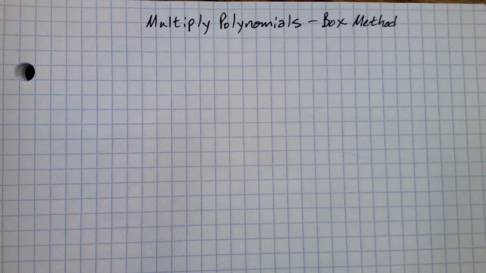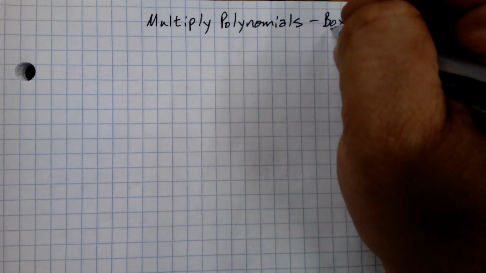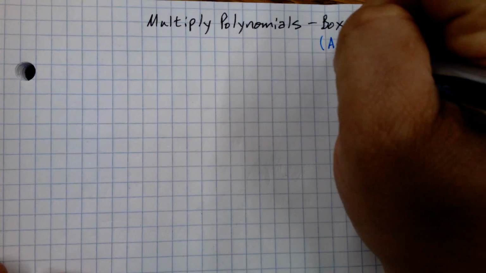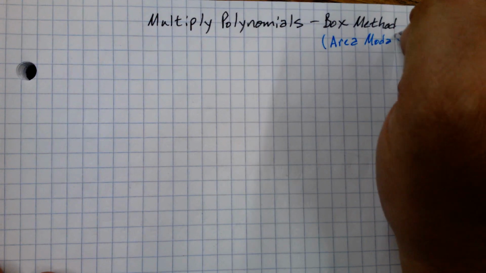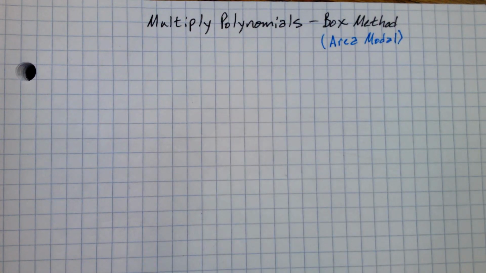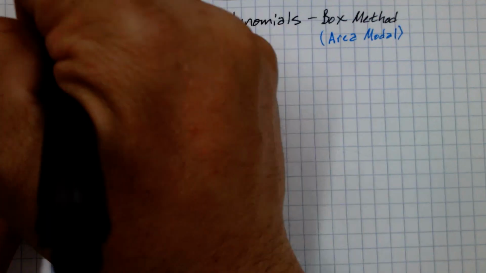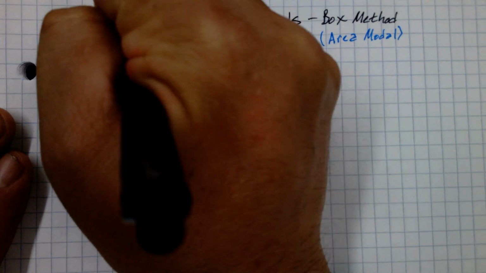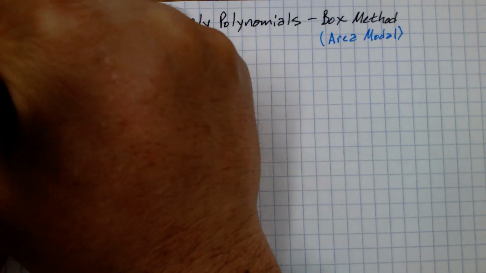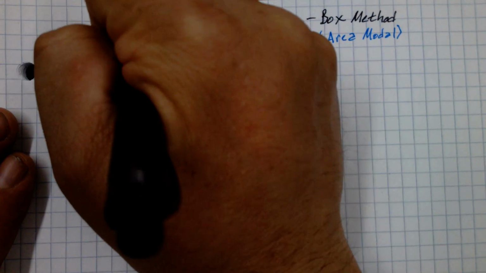Okay, so another name for box method is an area model. It uses the fact that length times width, like a rectangle or a box, is the area. So let's say we want to multiply just a couple of binomials. 3x plus 2. We're going to multiply that by x minus 6.